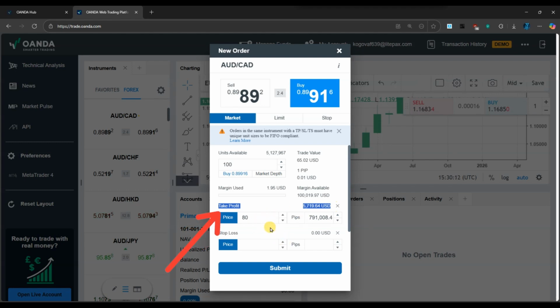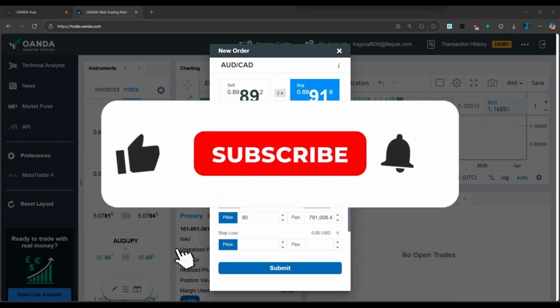By using take profit, you will be able to trade more efficiently, remove emotions from decision making, and stick to your trading plan. Now you know how to set take profit in OANDA.